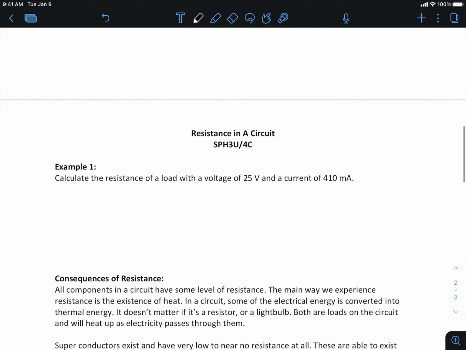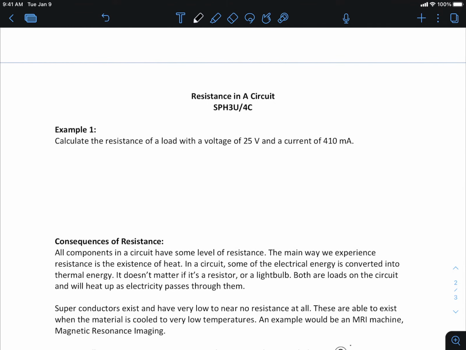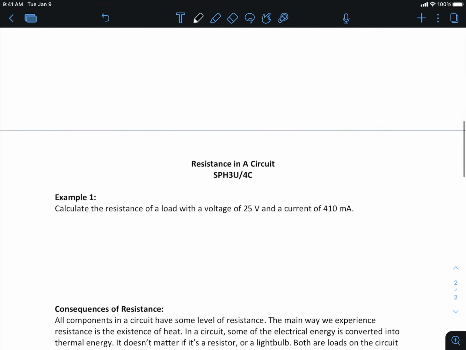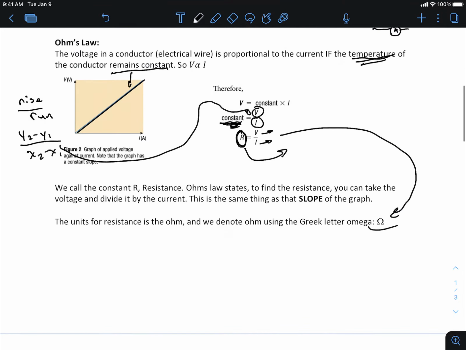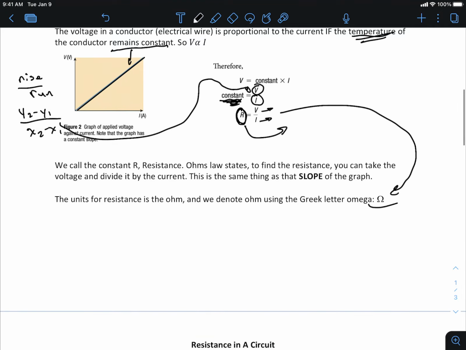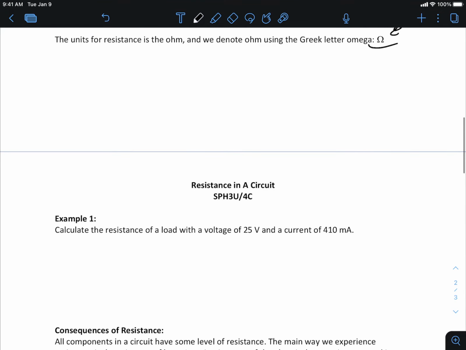So if we wanted to calculate the resistance of a load with a voltage of 25 volts and a current of 410 milliamps, that's what we want to do here. We learned above that the slope, if we just look at the graph, is rise over run, which is where the equation came from. So we know that the resistance is equal to the voltage divided by the amount of current.